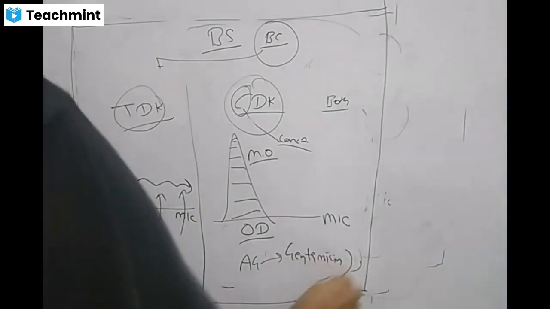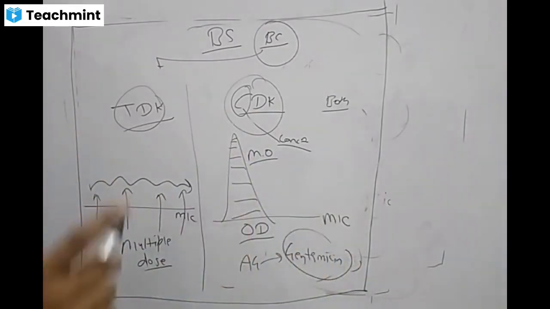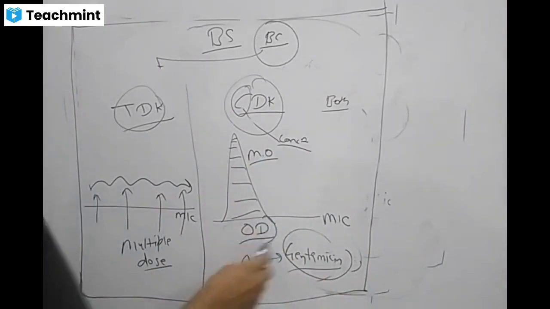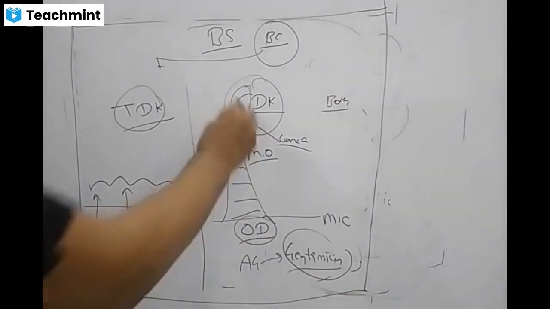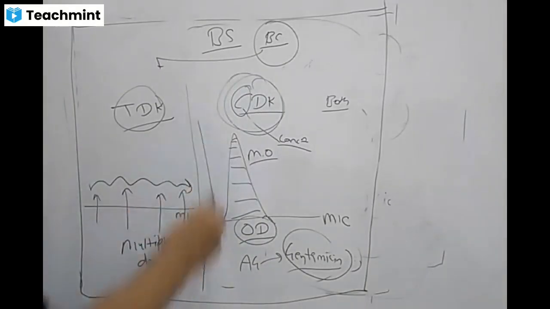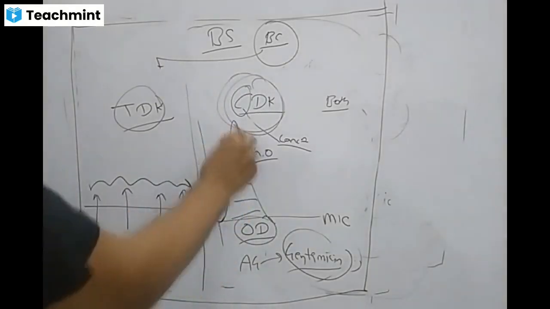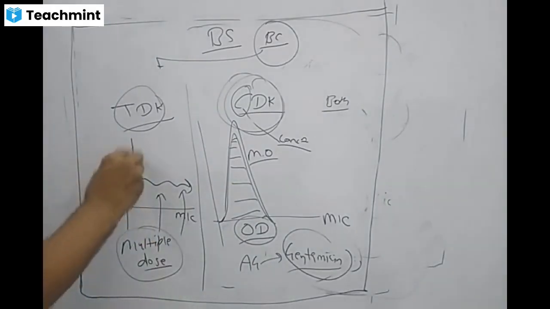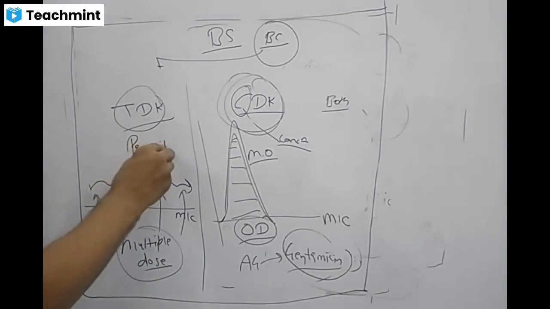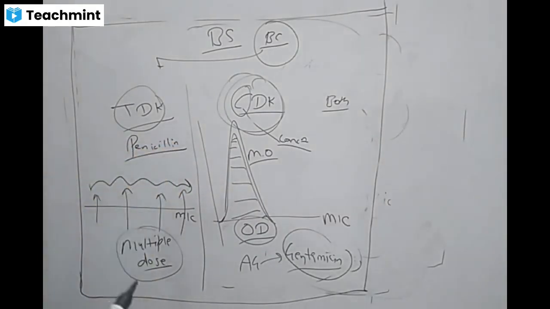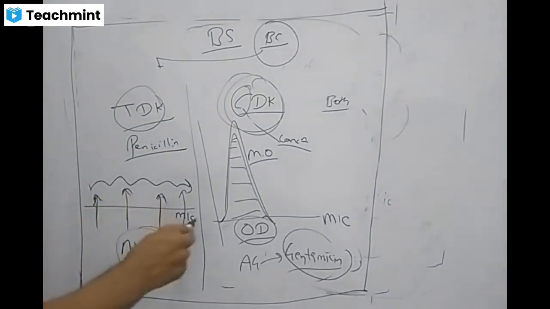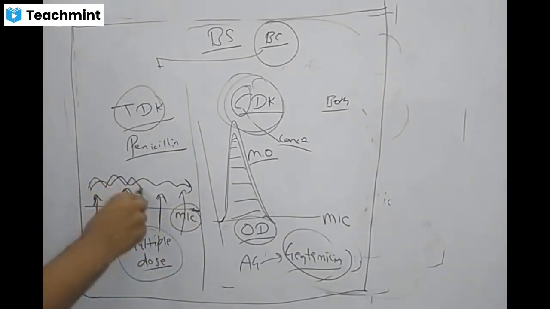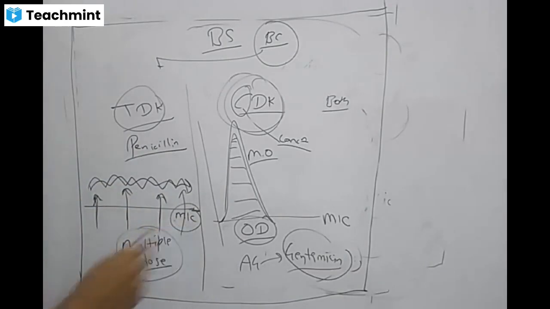So the dosing of the aminoglycoside gentamicin is once a day. That is, it follows concentration dependent killing. It will kill when it is present in high concentration. But the opposite, multiple dosing concept, is related to penicillin. In case of penicillin, multiple dosing is recommended so that the concentration remains above the MIC, the minimum inhibitory concentration.